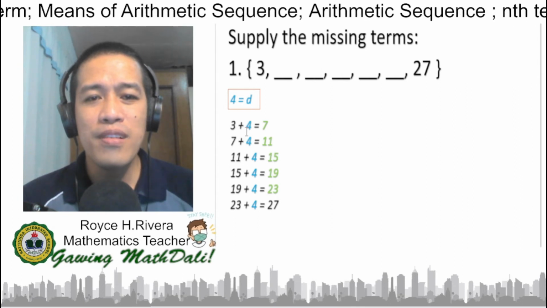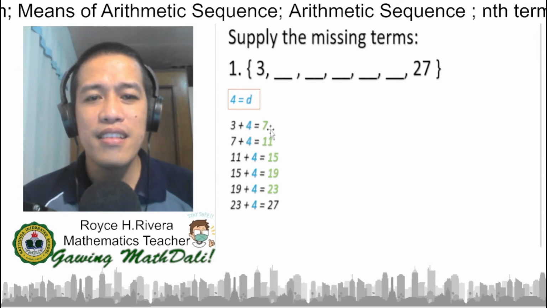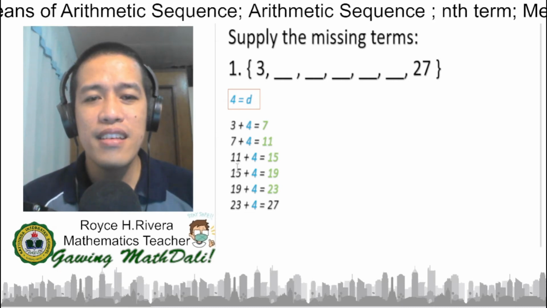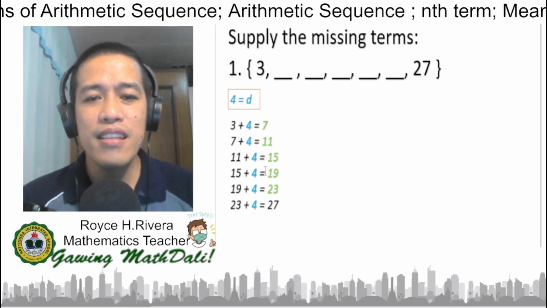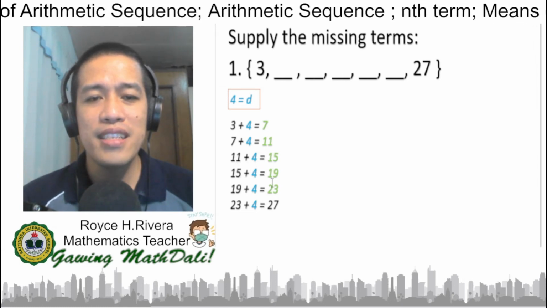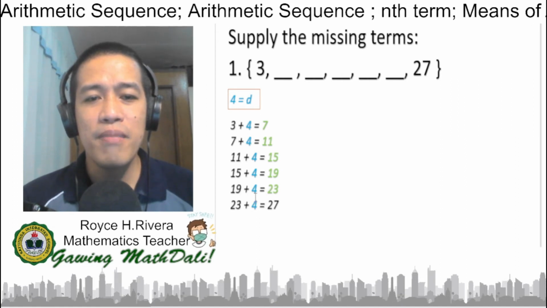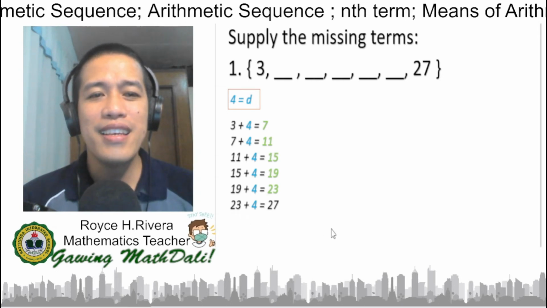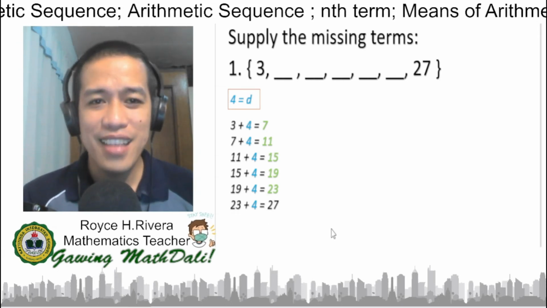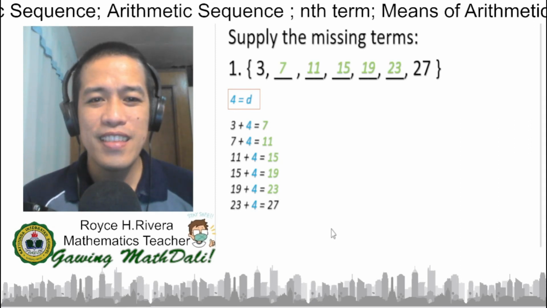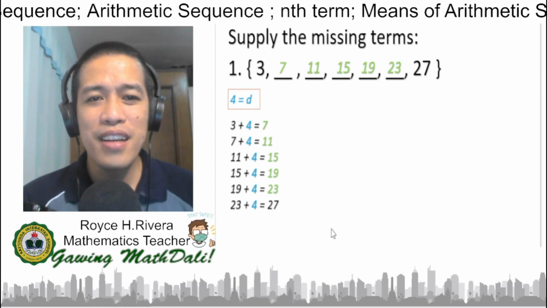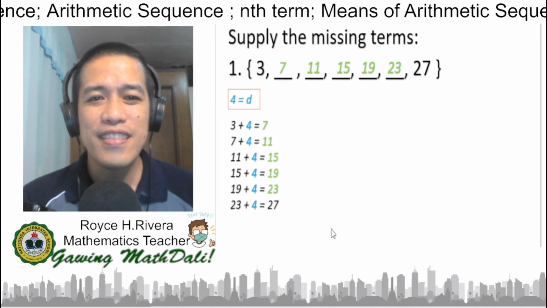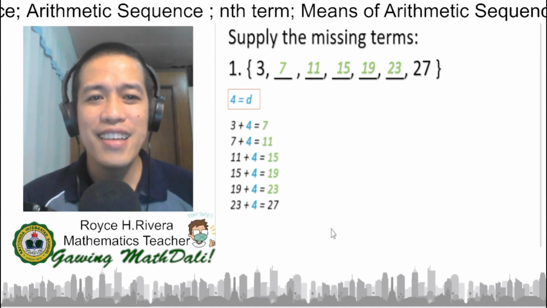3 plus 4 is 7. 7 plus 4 is 11. 11 plus 4 is 15. 15 plus 4 is 19. 19 plus 4 is 23. And lastly, 23 plus 4 is 27. Eksakto. So, tamang 4 ang common difference ng given arithmetic sequence. Subukan pa natin ng isa.